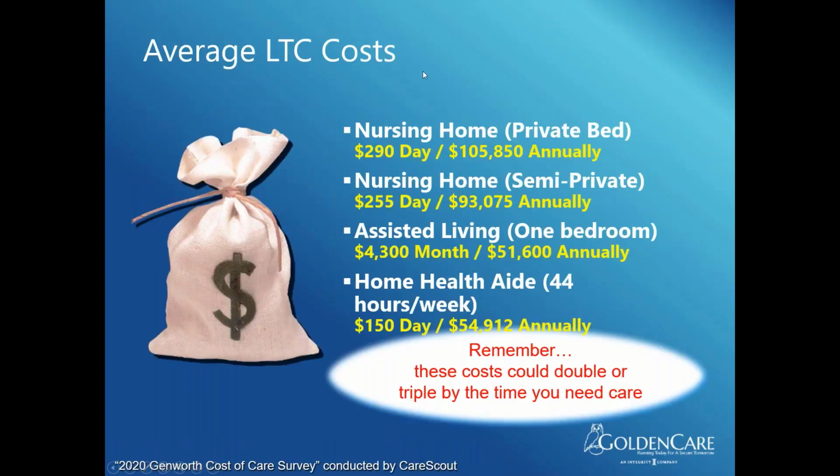Okay, so what's the average cost? When you go to a nursing home, the average cost is $255 a day or $93,000 a year. You can get assisted living here for $50. It depends on where you live. These are averages. But here in Minneapolis, my dad's was right around $4,300, about $51,000 a year. So that's pretty close. Home care can be every bit as expensive.